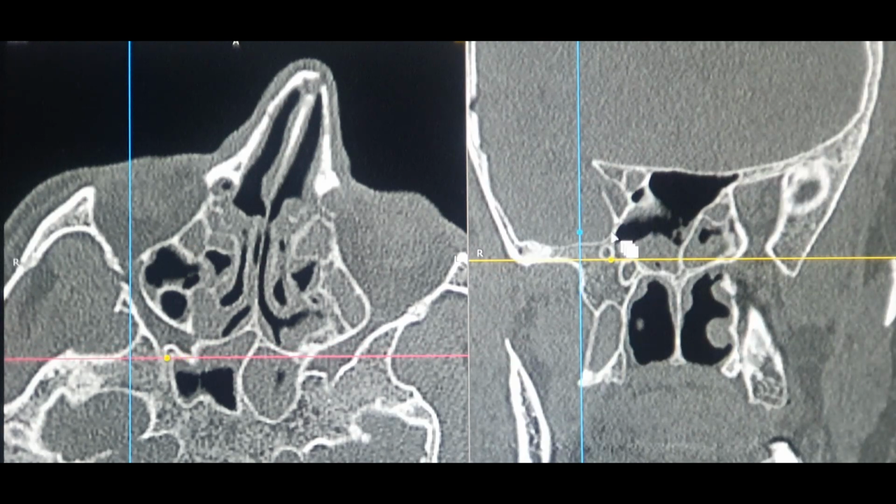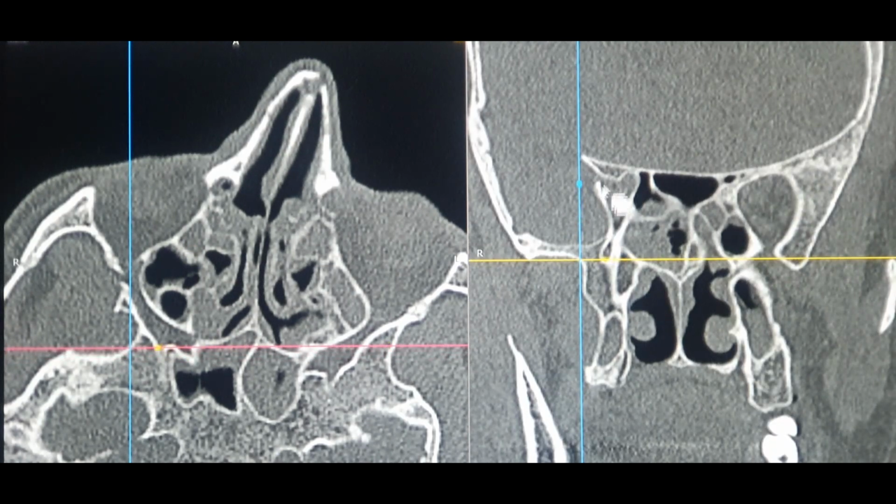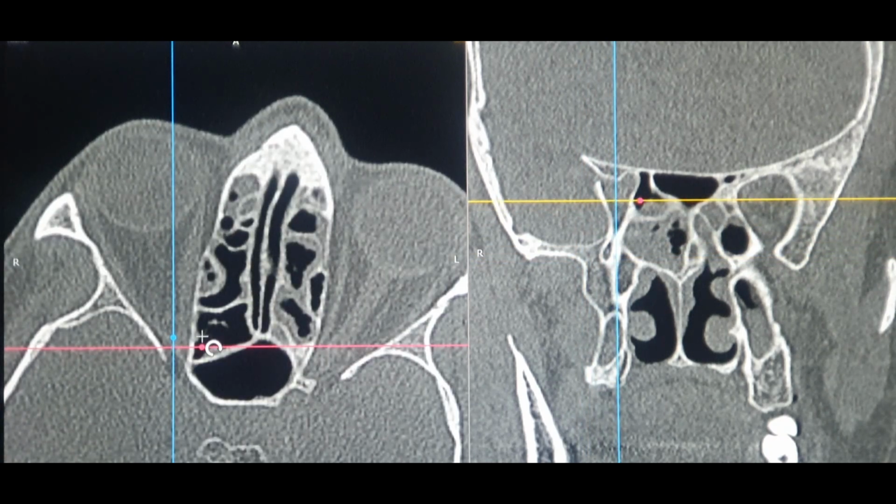So I think this is the area of the orbital apex. That's almost the termination of the orbit. If I can keep my cursor over here, you can clearly see that this is almost the end of the orbit, and that's the sphenoid basically, and that's the posterior ethmoids. Okay, so that's the orbital apex. That's almost the end of the orbit.